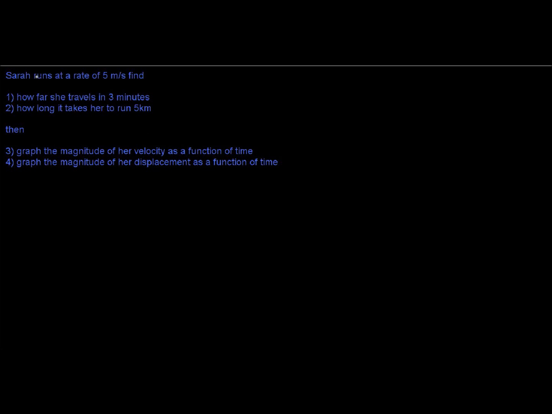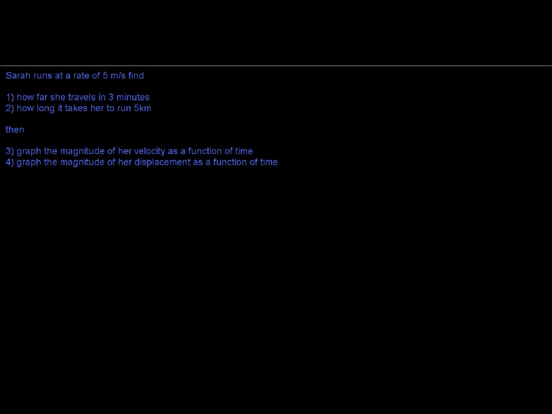We have ourselves here an interesting speed and velocity problem, and so let's take a shot at it. So Sarah runs at a rate of 5 meters per second. Let's think about what a rate means in this sense. If Sarah's running at a rate of 5 meters per second, we didn't define a direction. She could be running north, east, south, west, whatever.